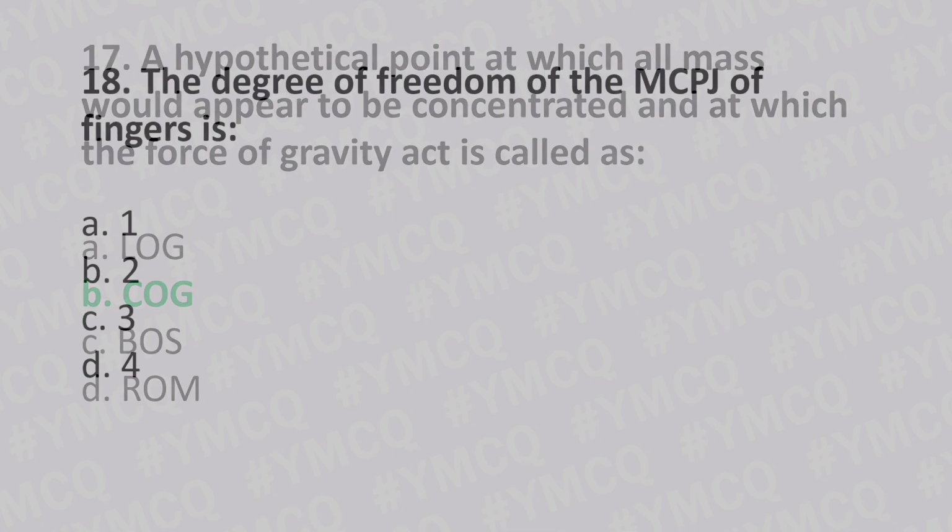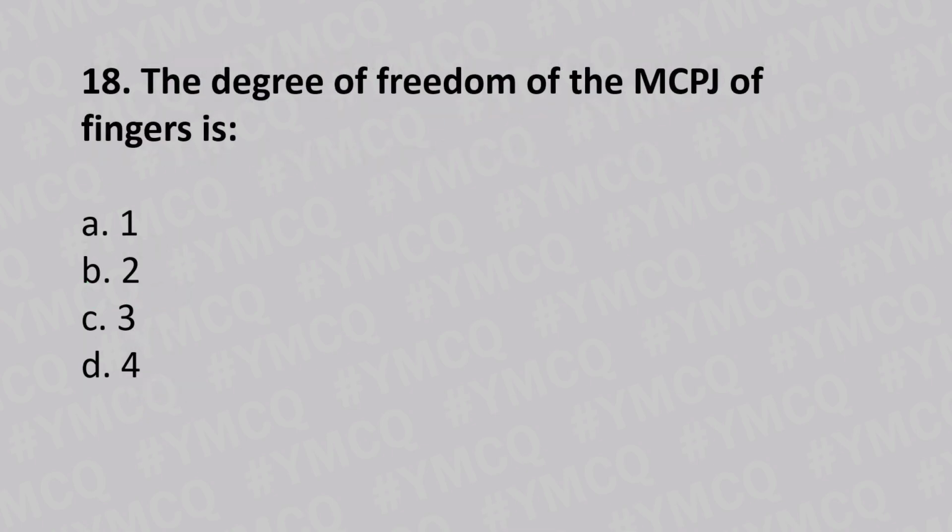Moving to our 18th question. The degree of freedom of the MCPJ of the fingers, that's metacarpophalangeal joint, is option A, 1 degree of freedom. Option B, 2 degree of freedom. Option C, 3 degree of freedom. Option D, 4 degree of freedom. And the answer is option B, 2 degree of freedom.